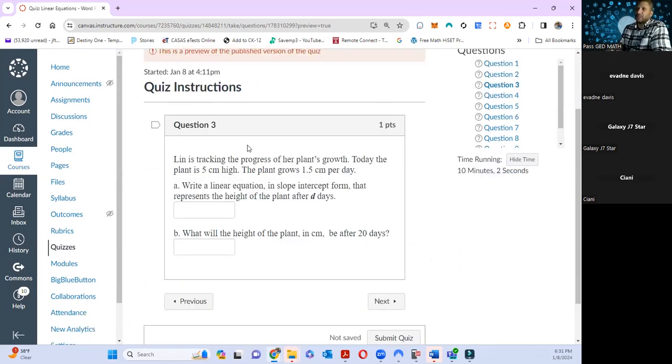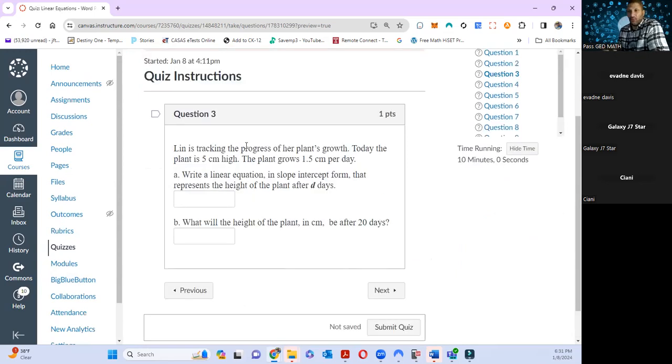So let's look at this one. We're going to try one more before we move on. Again, this is linear equation word problems. Let's see if we can identify how to do this problem, and I want y'all to walk me through. What do you think you would do? Lynn is tracking the progress of her plant's growth. Today, the plant is 5 centimeters high. The plant grows 1.5 centimeters per day. Write a linear equation in slope-intercept form that represents the height of the plant after d days.